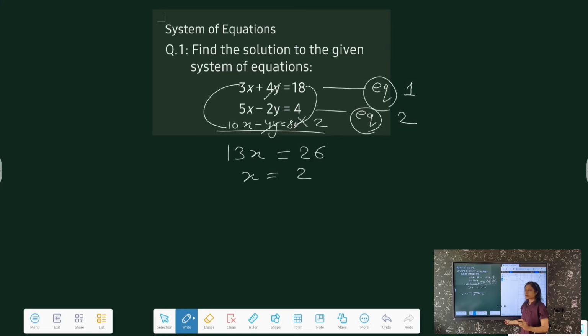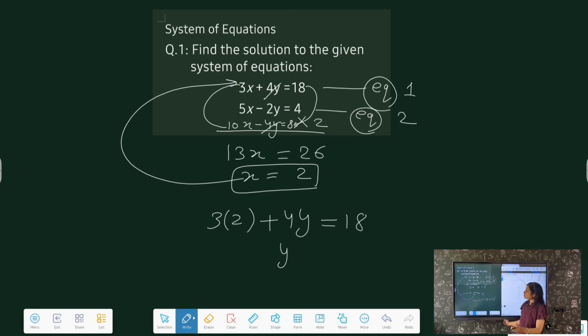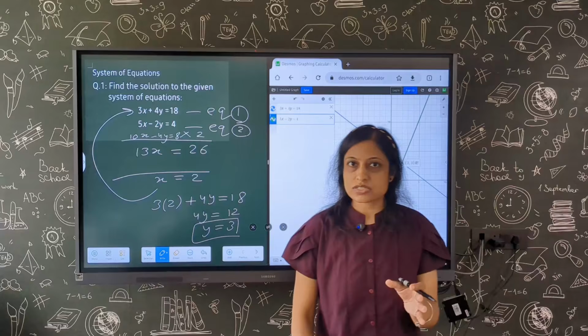Now substitute the value of x in the first equation. And we get 3 times 2 plus 4y is equal to 18. Now transfer the constant to the right hand side. So 4y is equal to 12 and y is equal to 3. So yes, we are getting the same x and y values from the elimination method. But as you can clearly see, the graphical calculator is much faster.